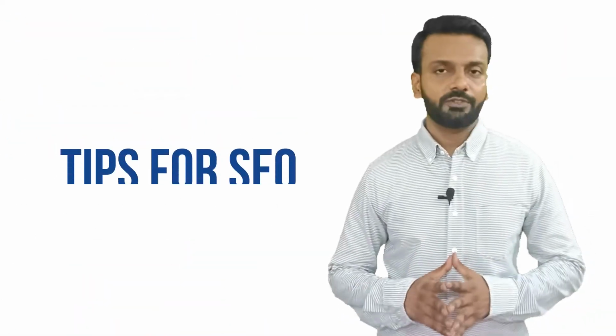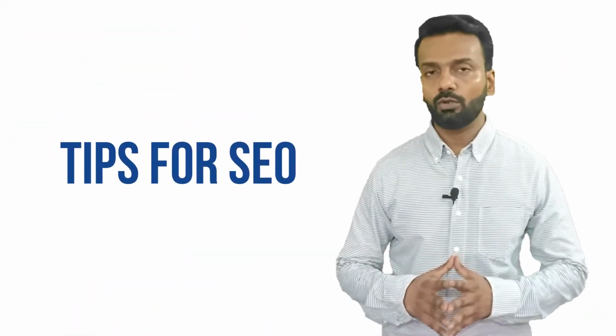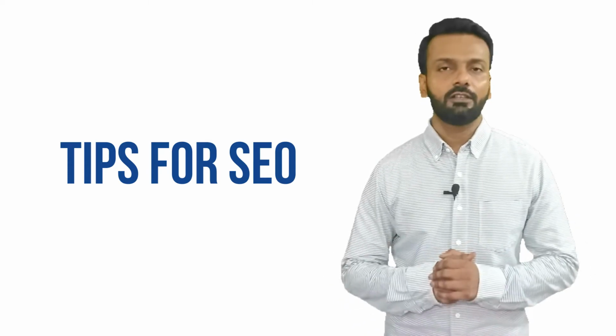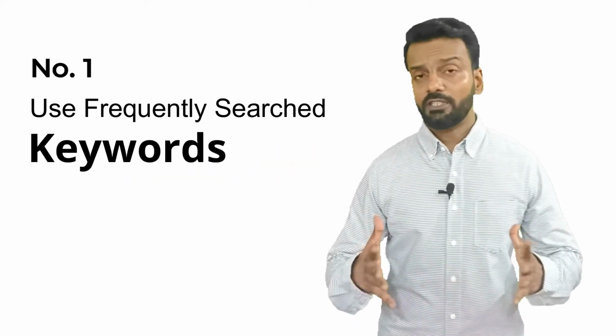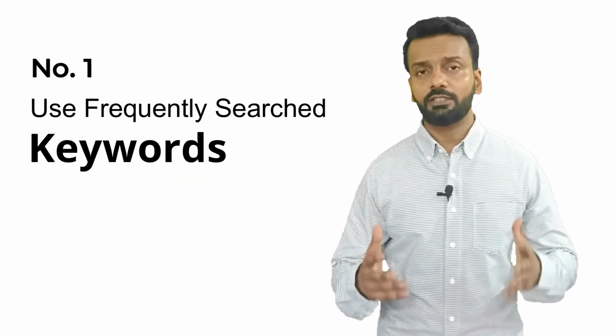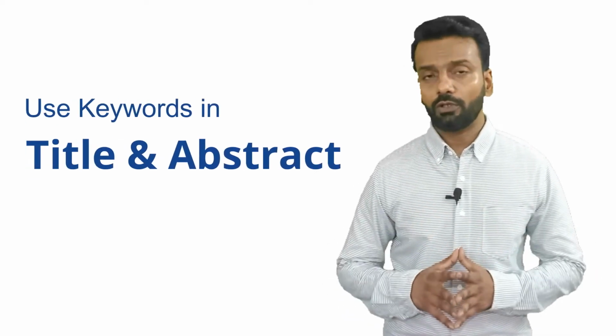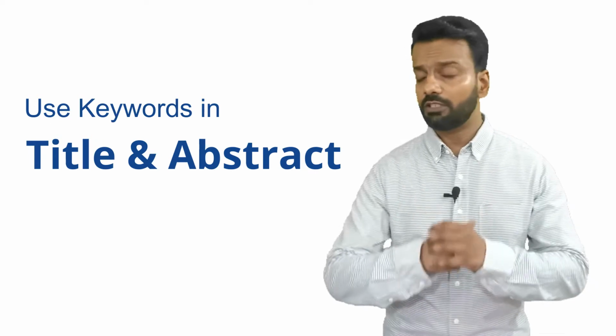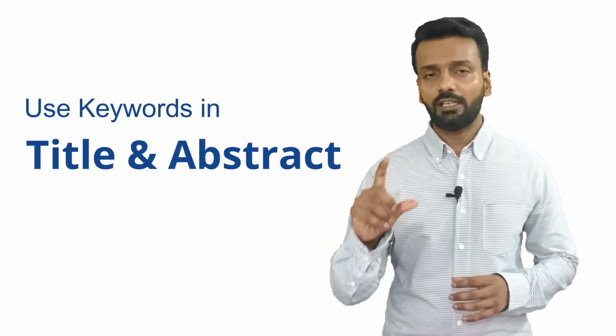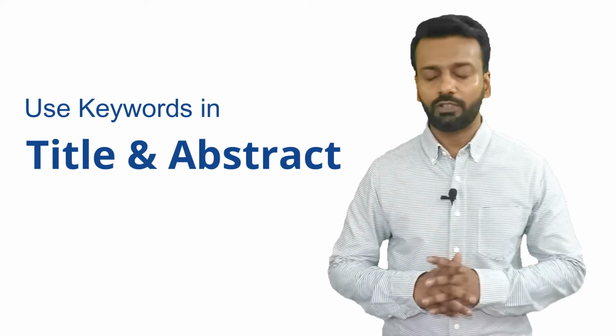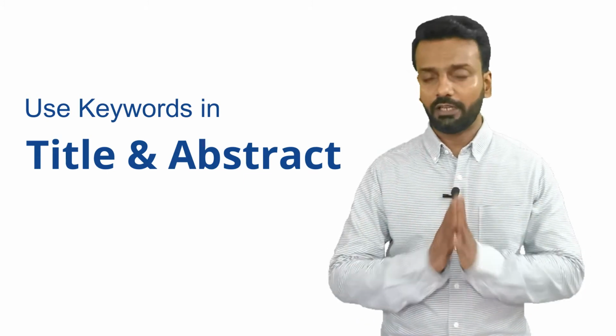What are some tips for doing the SEO of your article? Let us see how to proceed. The first thing is to use frequently searched keywords. Use keywords in the title of your research paper, and use keywords in the abstract. Especially in the first 2 or 3 lines of your abstract, you should include the most frequently used keywords.